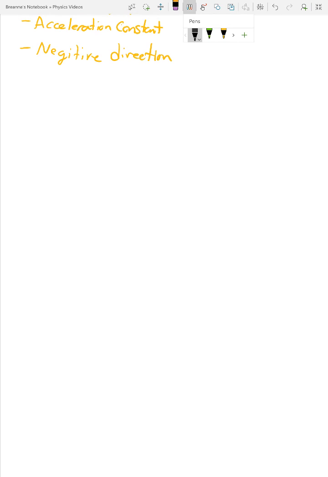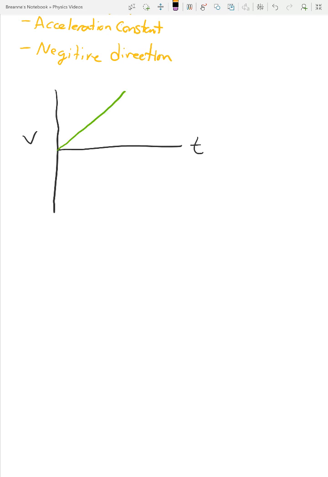So now let's move to velocity versus time. These graphs will look just a little bit different. You will not see any curves in this situation. You will only see straight lines. So, the first one you'll see is the first one you saw in position, a diagonal line going up. So, if you see a diagonal line going up, you know that your velocity is changing.